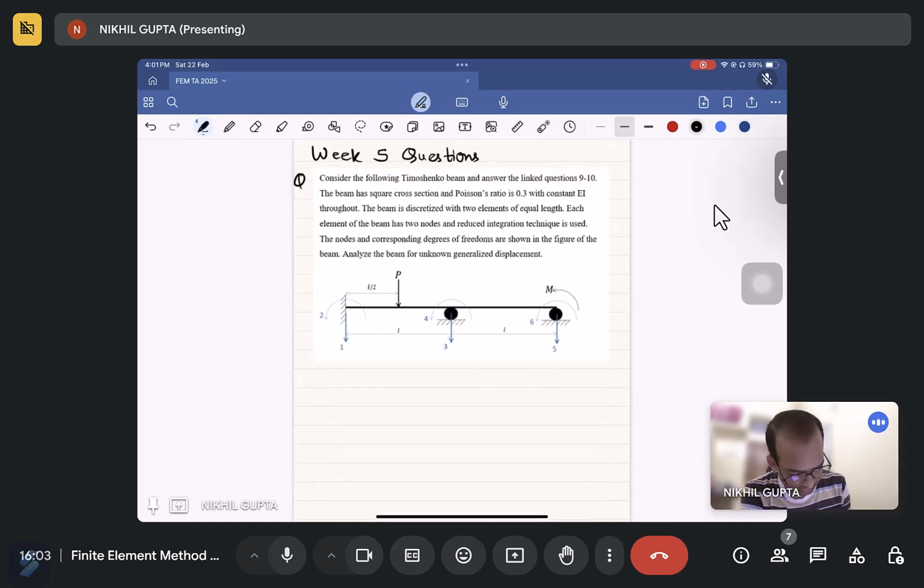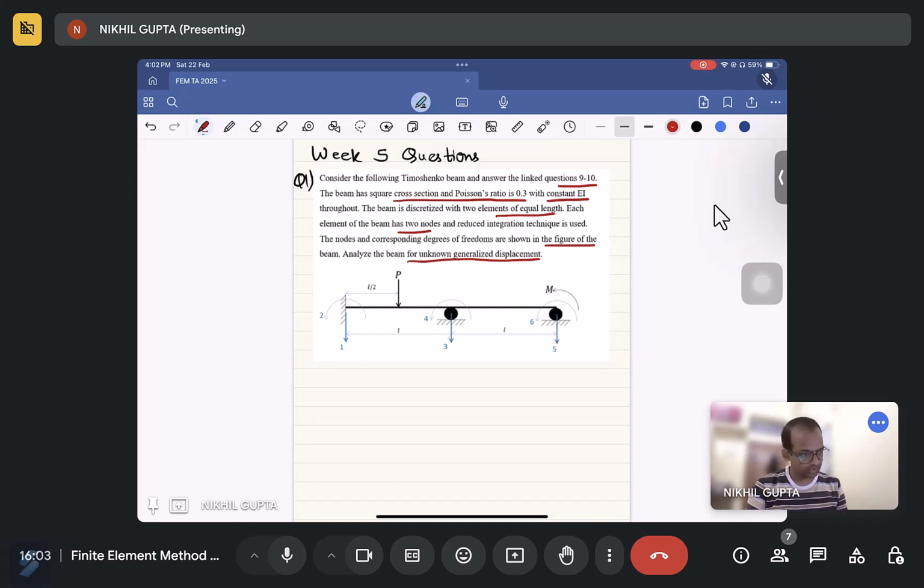Question number 1, you can write. Consider the following Timoshenko beam and answer the linked questions 9 to 10. The beam has a square cross section and Poisson ratio of 0.3 with constant EI. The beam is discretized with two elements of equal length. Each element of the beam has two nodes and the reduced integration technique is used. The nodes and corresponding degrees of freedom are shown in the figure. Analyze the beam for the unknown generalized displacement.